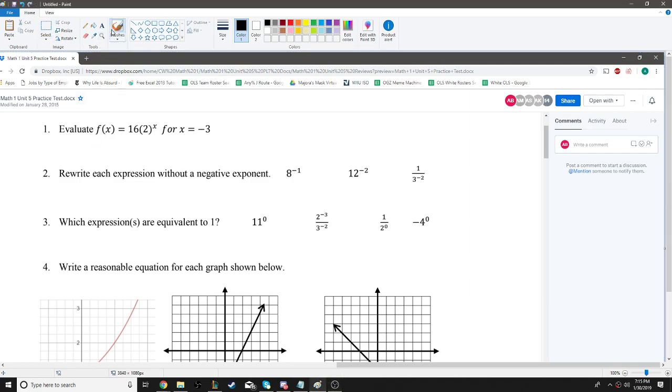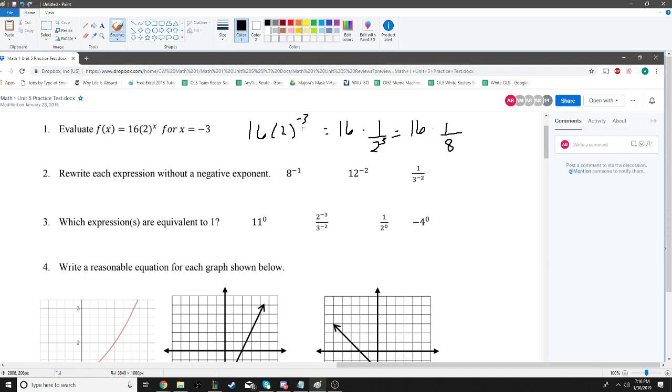Alright, number 1. I'm just going to do the practice test instead of the math around the room because there were some problems with the papers and stuff being written on them. Anyways, 16 times 2 to the negative 3 power. That's going to be 16, and since this exponent is negative, it's going to turn into a fraction. So you drop it underneath the fraction bar. So this is 16 times 1 over 8 now.